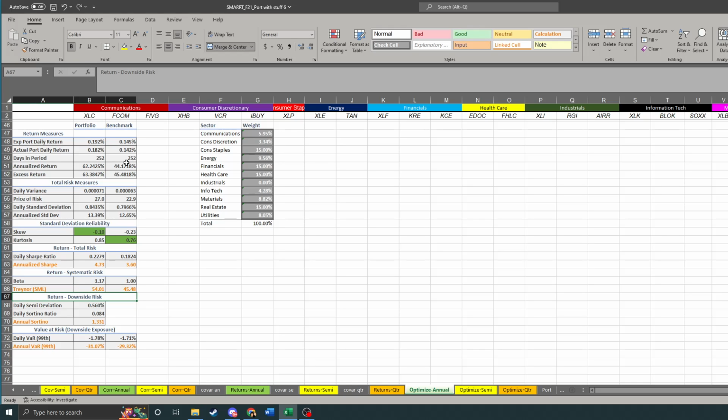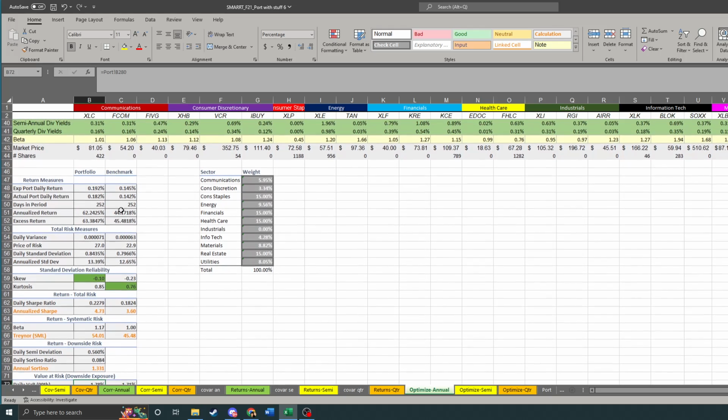And then the downside risk is portfolio. That's just a direct reference from the portfolio sheet. Same with these three, so that makes things easy. And then same as well with the value at risk.